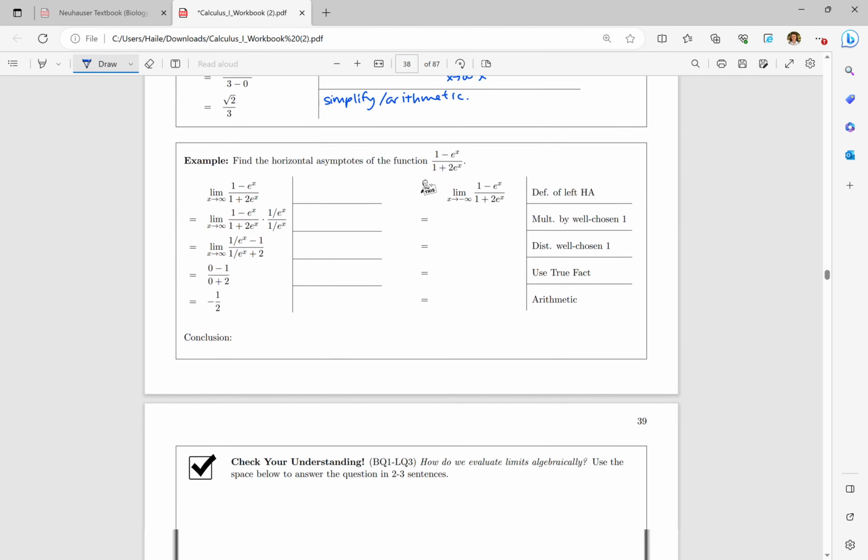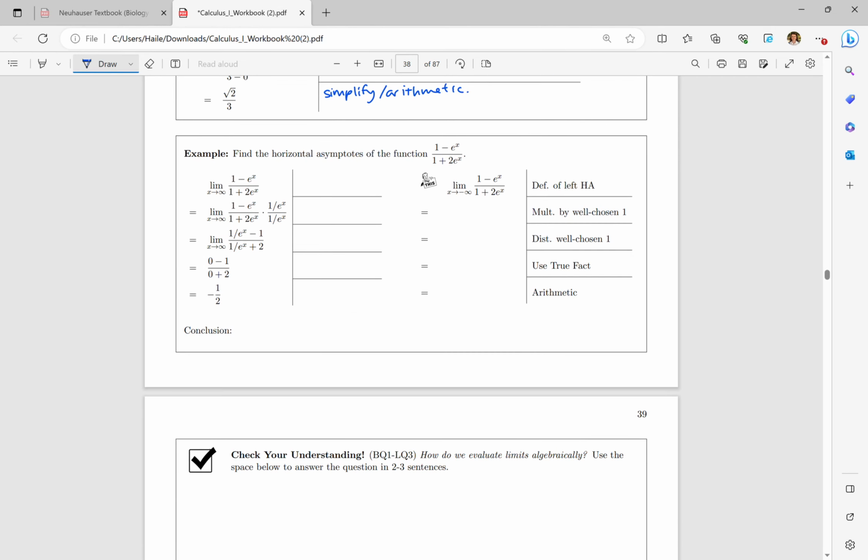Let's try another example to try and solidify this idea. We're going to use a different true fact this time, though. So we're going to find the horizontal asymptotes of the function 1 minus e to the x over 1 plus 2e to the x. Okay, so let's write our goal over here, just so we know where we're trying to get.